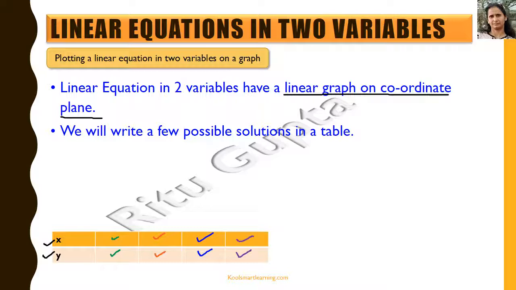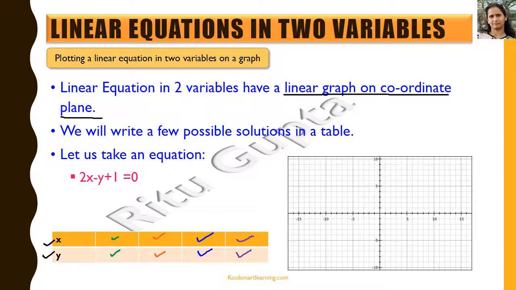But it is important to note that since the graph of a linear equation is a straight line, we need 2 points, 2 solutions of that equation, to be able to draw the graph. So here we take an equation 2x minus y plus 1 equal to 0. We take this as an example and we'll plot this on the graph.